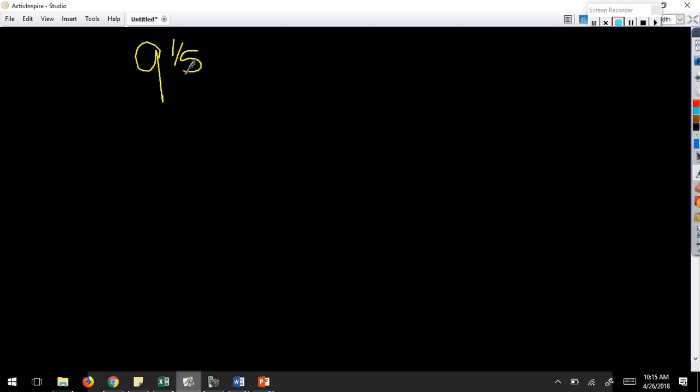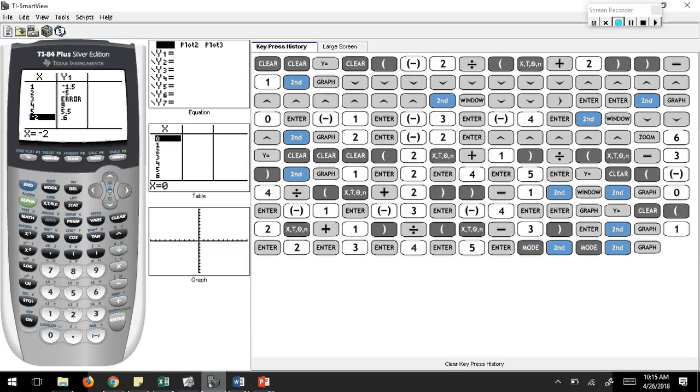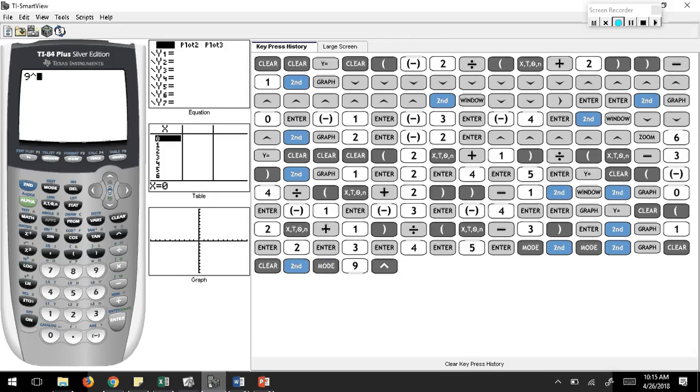There's nothing that multiplies by itself 5 times to give you 9. Do you agree? Nathan, you agree? I agree. So what I'm going to do is put it in my calculator. Now look, 9 to the 1/5. I'm going to raise it up. Put parentheses because it's a fraction. 1 divided by 5. 9 to the 1/5.